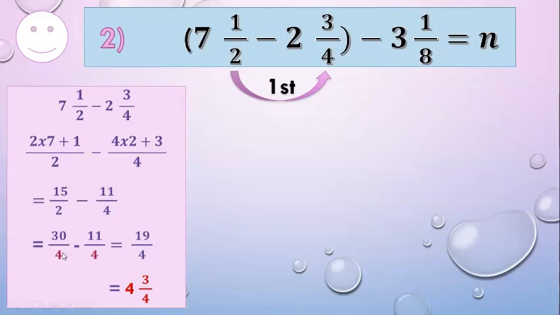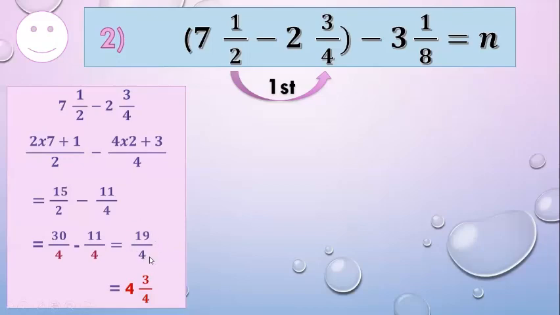So I am using their GCF, which is 4. So 4 here. 4 divided by 2 is 2 times 15, you have 30. 4 divided by 4 is 1 times 11, you have 11. So now they are similar fractions. We can now perform subtraction. So 30 minus 11 is 19. Copy the common denominator, which is 4.